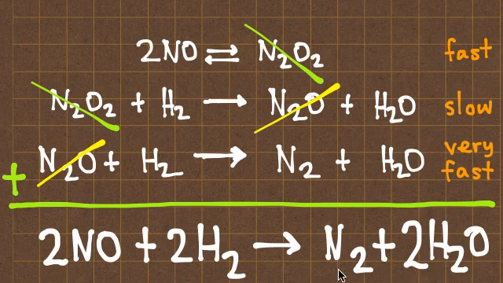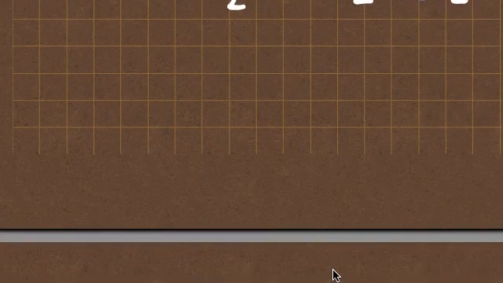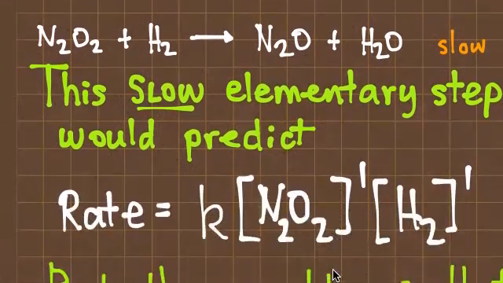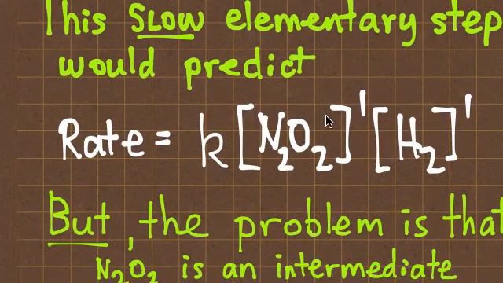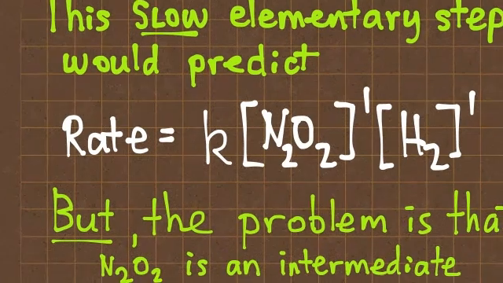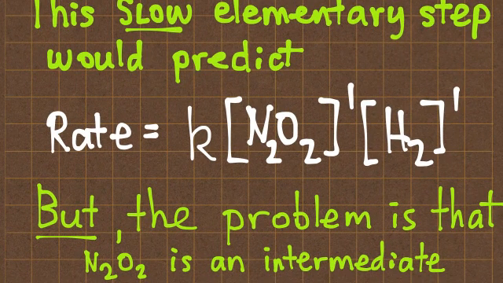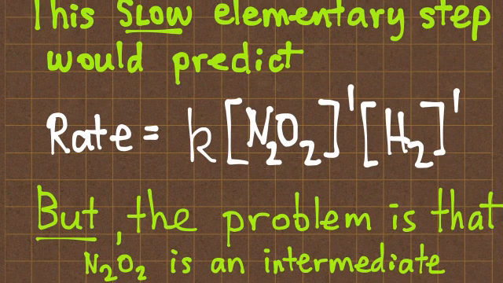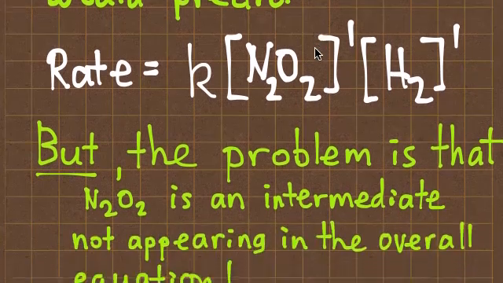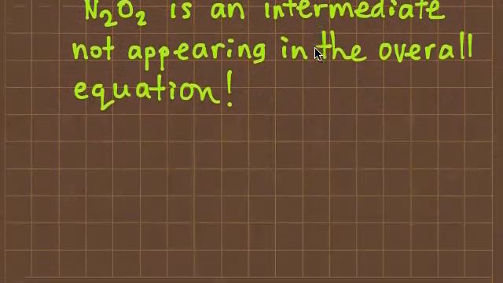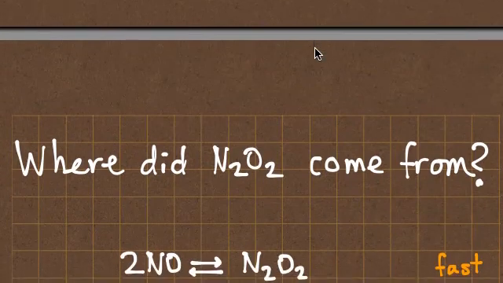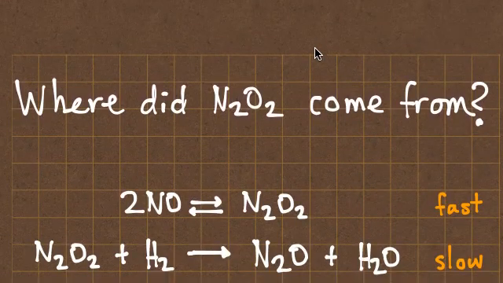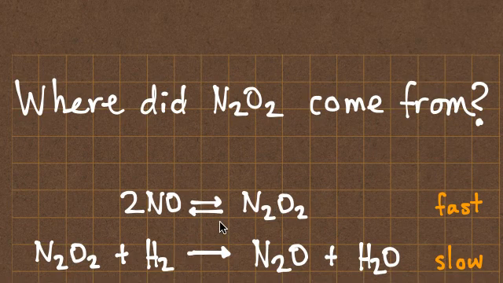in my overall rate law. So I've got to do this. And again, I said the problem is that the N2O2 is an intermediate, not appearing in the overall reaction. So I do a little substitution. This seems like another fish story I'm making up, but it's not. Where did the N2O2 come from? Well, this canceled from this right before it. This canceled from this. So in other words, this came from this in a fast equilibrium.